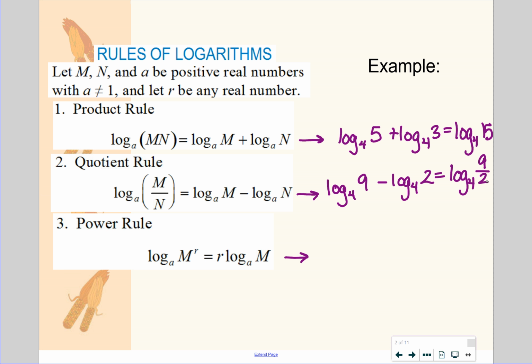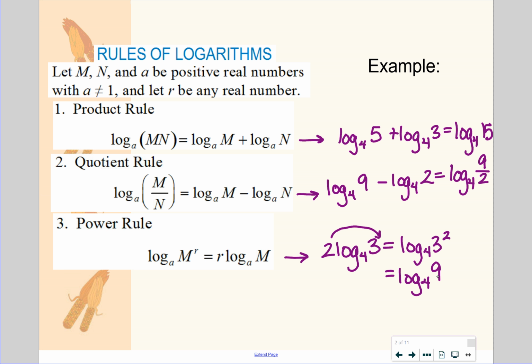The power rule can be used one of 2 ways. Either we have a log with a number to a power, and we can bring that number down in front of the log, or vice versa. We can take a number in front of the log that's multiplied and move it up into the exponent. This one we really do use both ways, probably equally. So if I have 2 log base 4 of 3, I could take that 2 and make it a power of the 3. So log base 4 of 3 squared, and then you could even simplify that a little bit more and say it's log base 4 of 9.